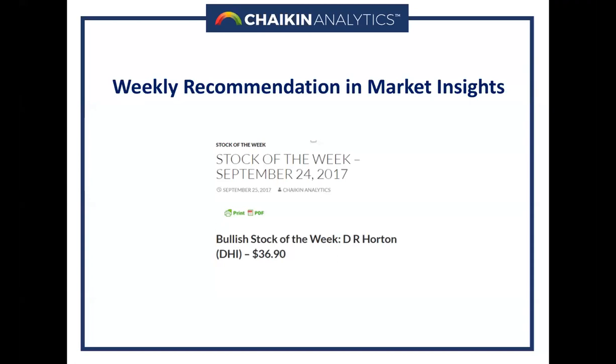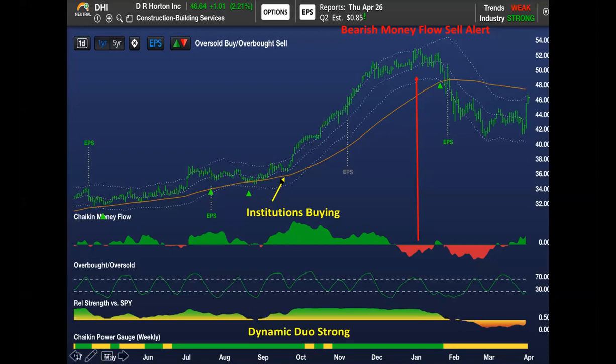Now, I want to show you one more example of a money flow sell alert, and it came in a stock that we actually recommended on the long side in September. D.R. Horton, home builder that caters to first-time home buyers, made it our bullish stock of the week back in September when it was trading at 36.90. Now, the yellow arrow is where we recommended the stock, and let me walk you through my thought process because I think this is the pattern that we want you to come away with. Read the chart from the bottom up, please.